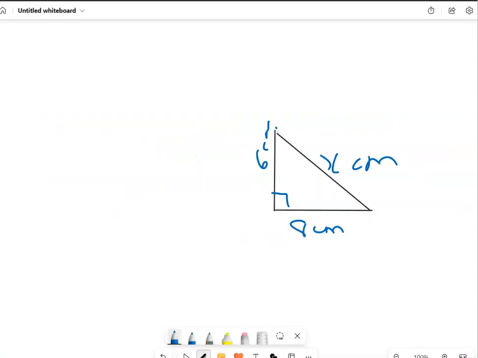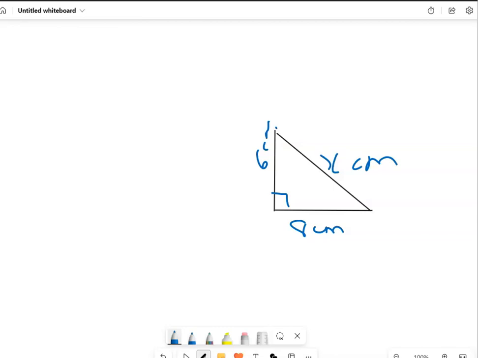So here we have a right angle triangle, not drawn so excellently, but a right angle triangle nonetheless. We are given the length of the two short sides, 8 cm and 6 cm. And the question is, what is the length of side x? Now you should realize that side x is the hypotenuse.